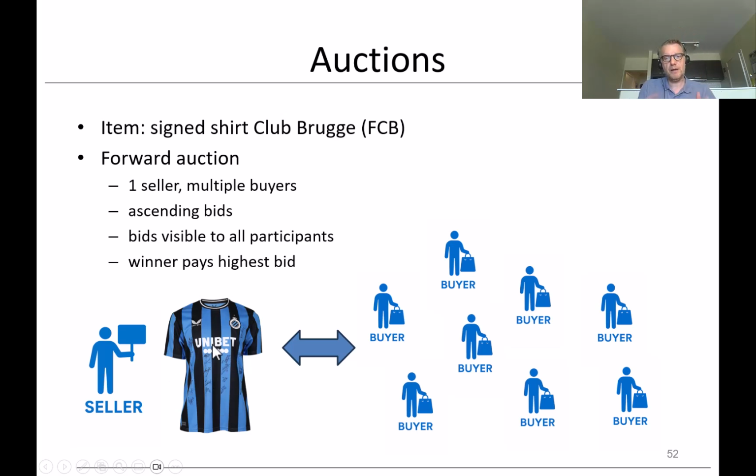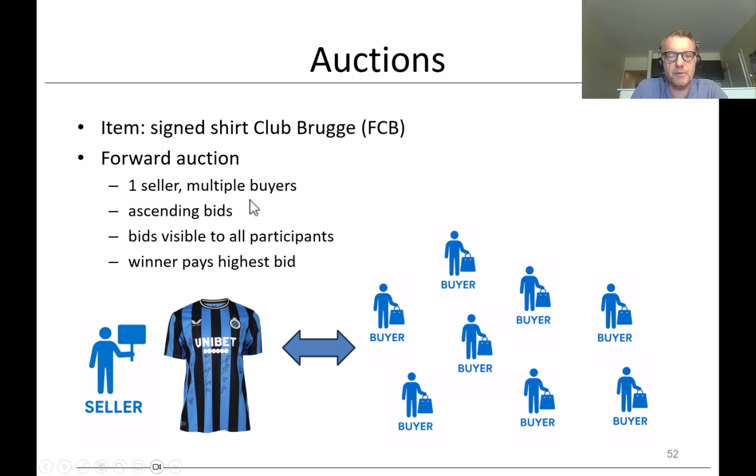What I could do, I'm not going to do that because it's too much value for me, but say I would need money, hopefully never, I can do a forward auction. Forward auction means that I put it on eBay, for example. I'm the seller, this is Bart, and obviously because it's a signed Club Brugge shirt, many people will be interested in that. I'm sure people will be willing to offer a lot of money for that.